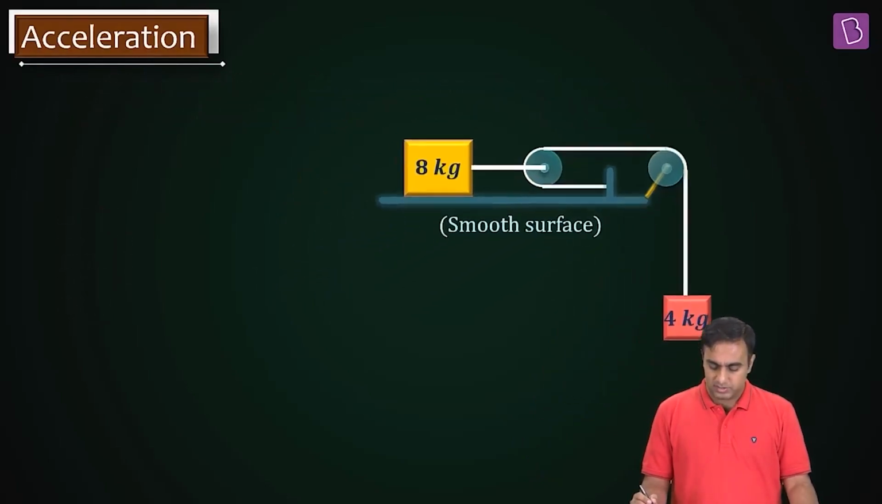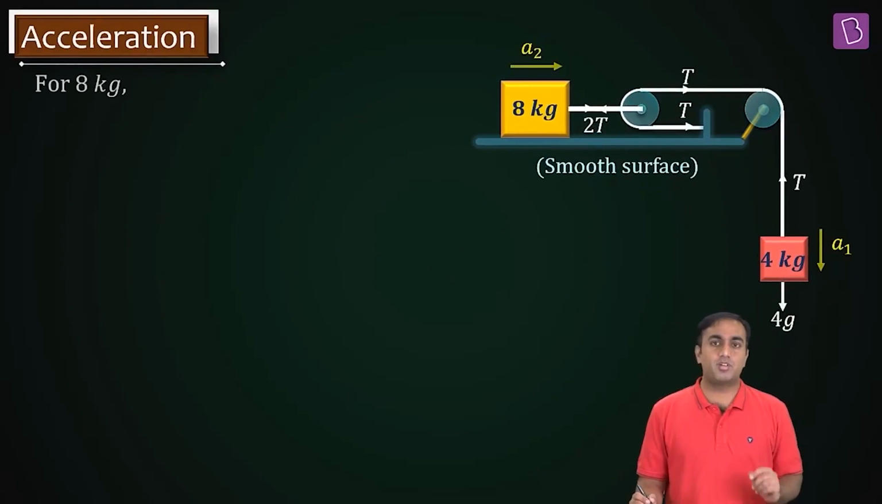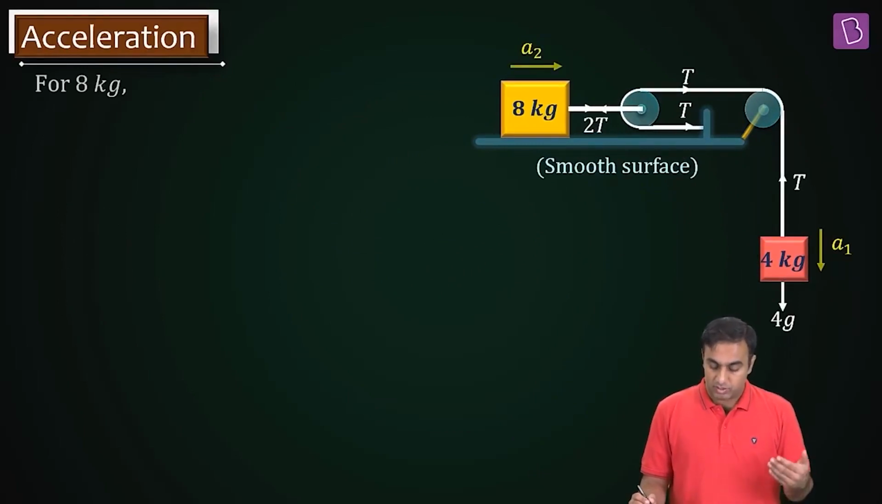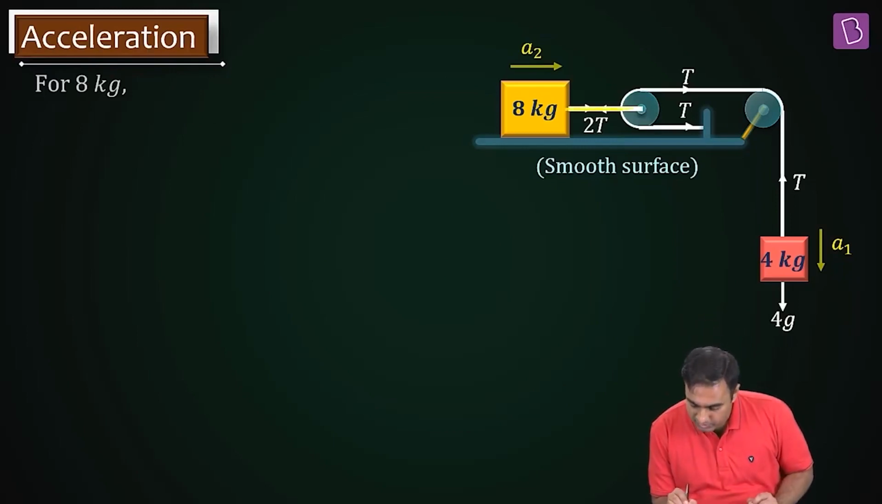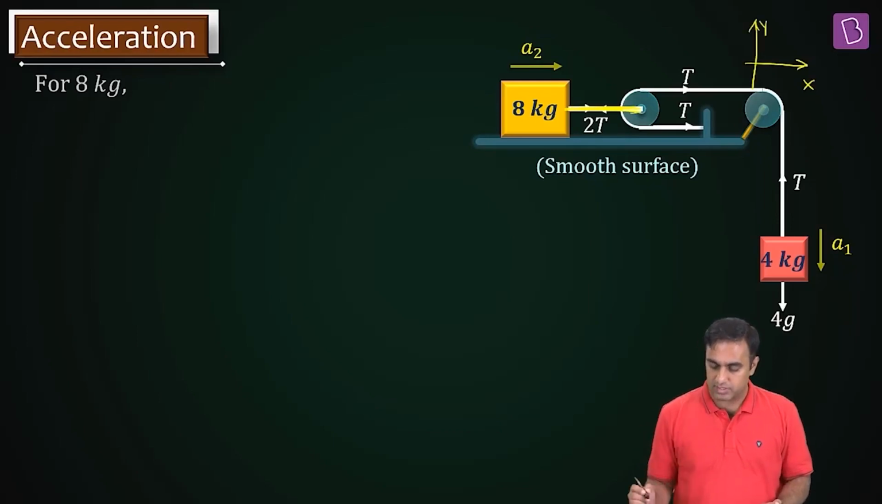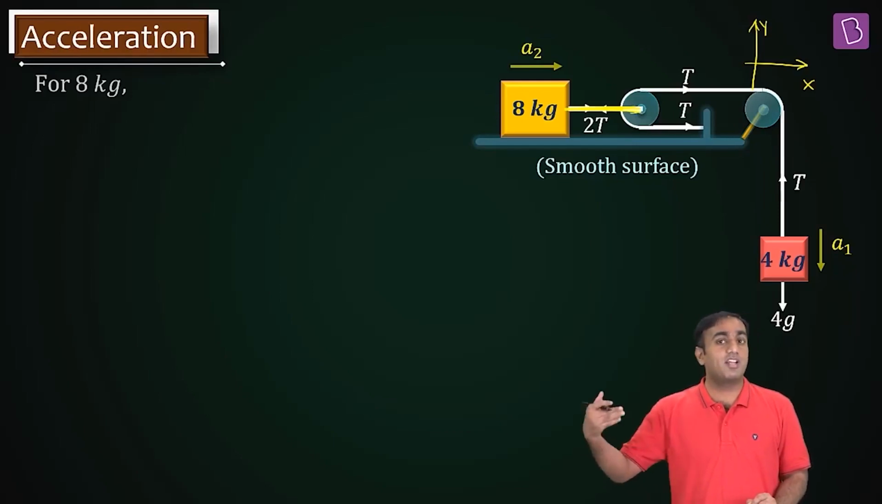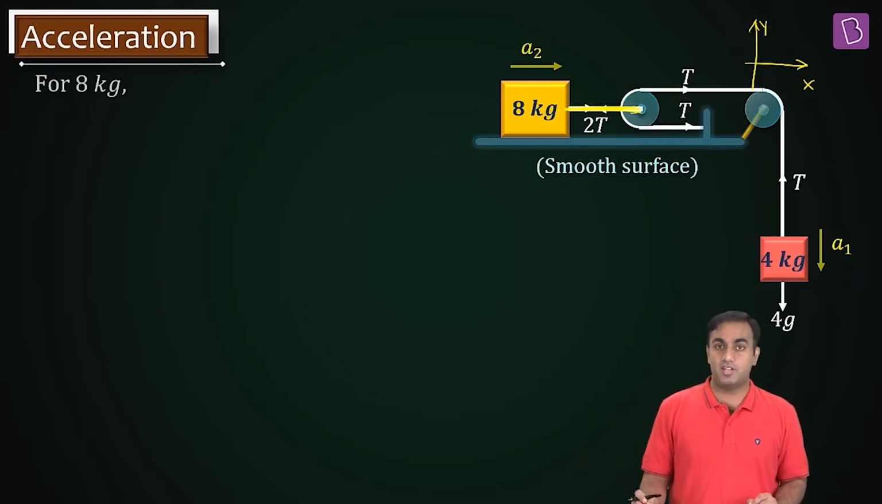In order to do that, let's look at each block one at a time. Let's take the 8 kg block. Which is the force acting on it on the horizontal in order to make it move? It is the tension in this string connected to the 8 kg block. Let's choose the x-axis and y-axis like this. We will take the displacement, velocity and acceleration along the positive x-axis and positive y-axis to be positive, and we will take displacement, velocity and acceleration along the negative x-axis and the negative y-axis to be negative.